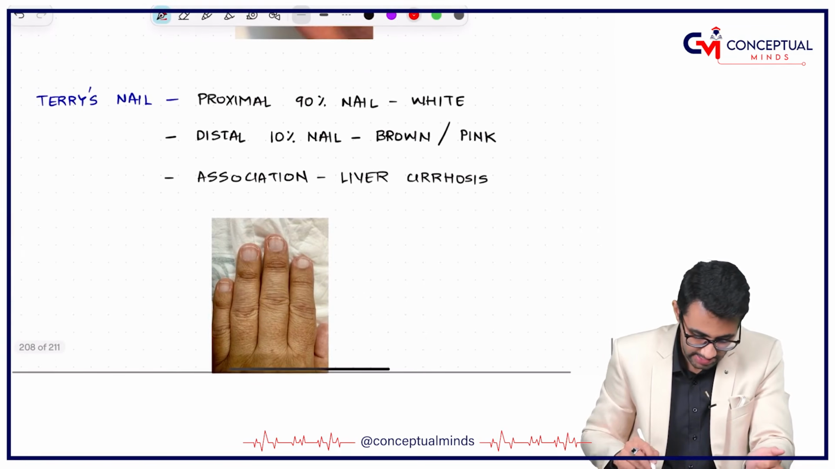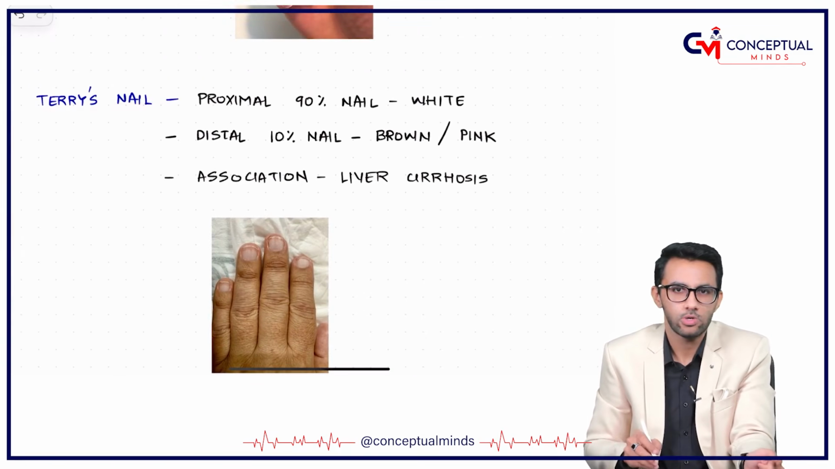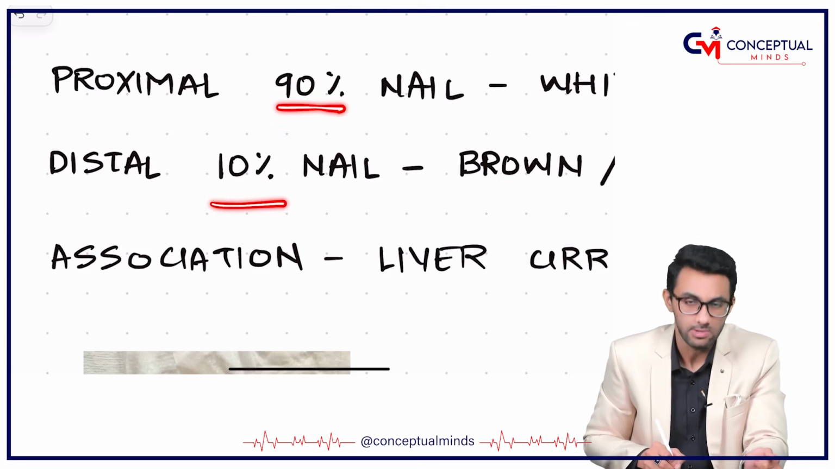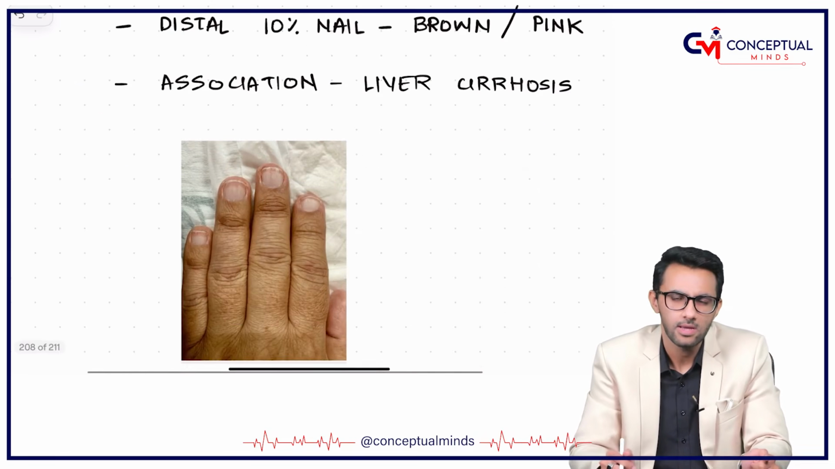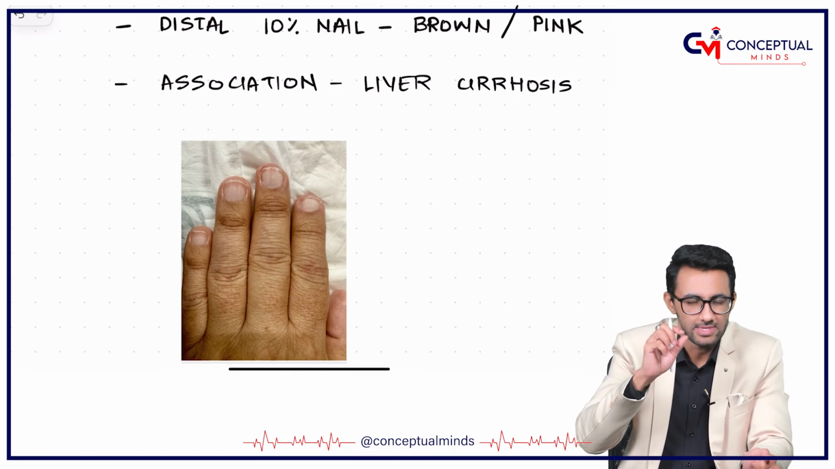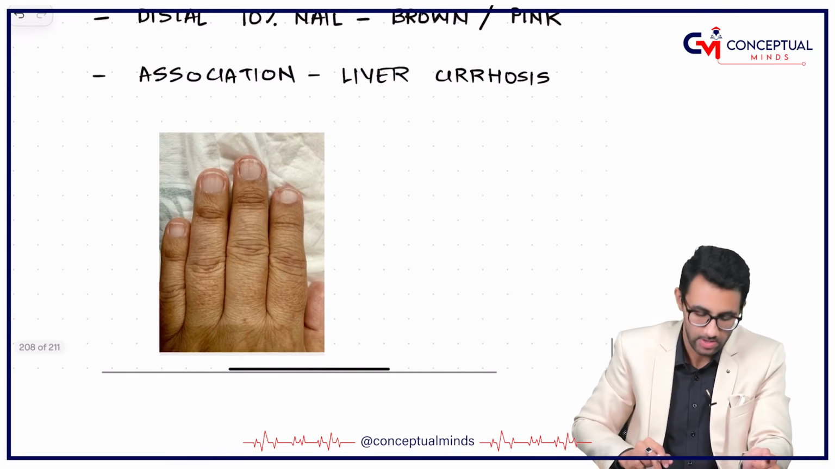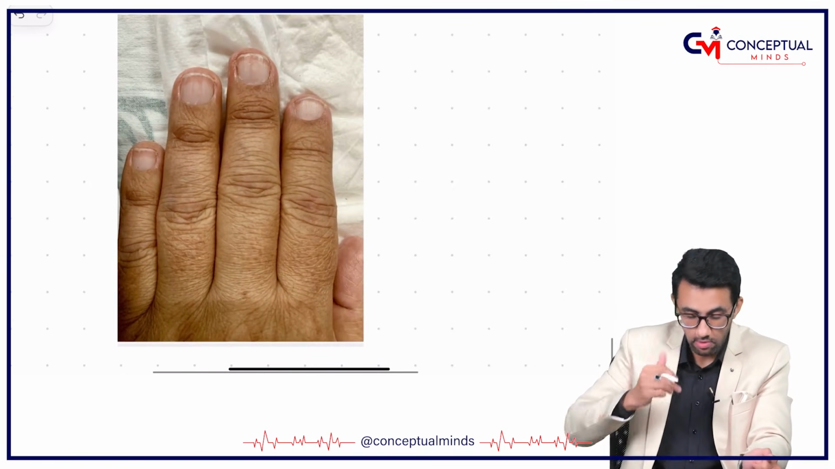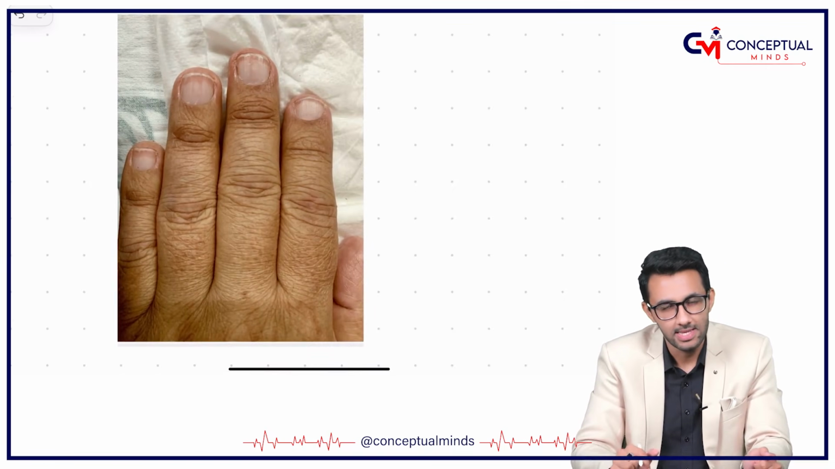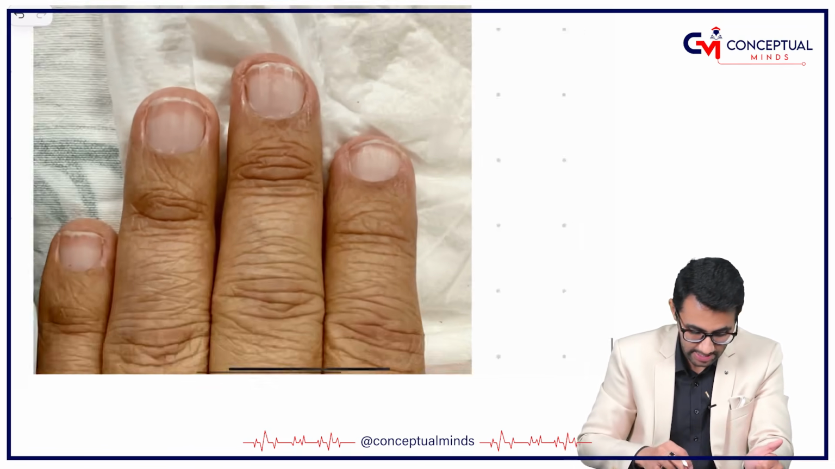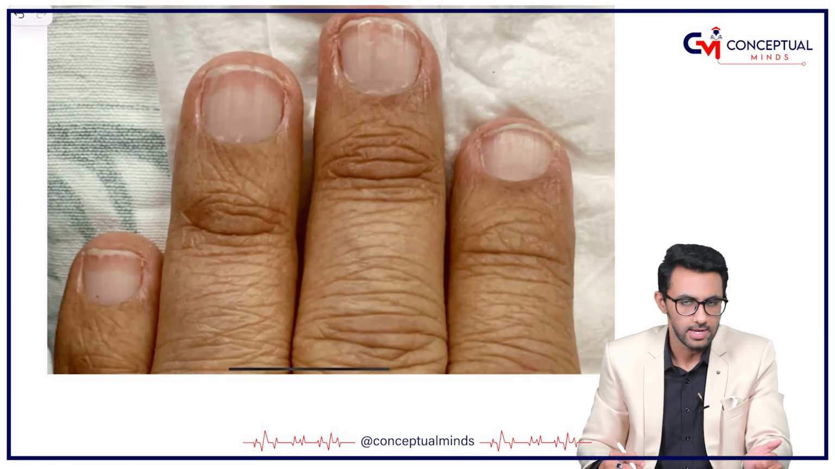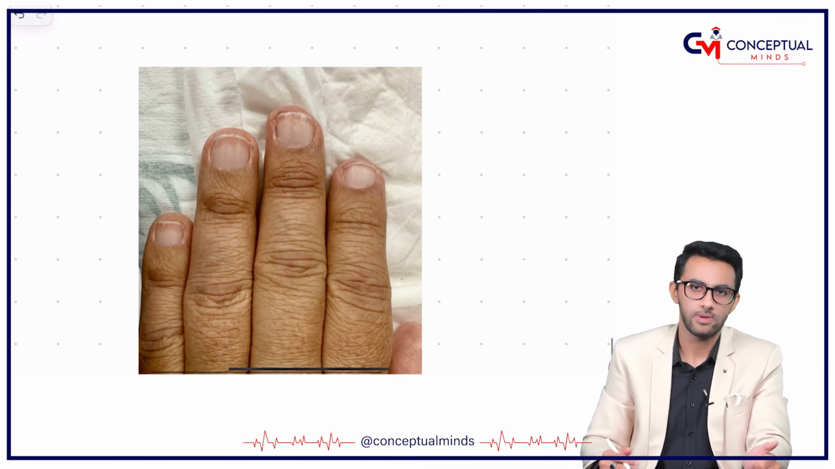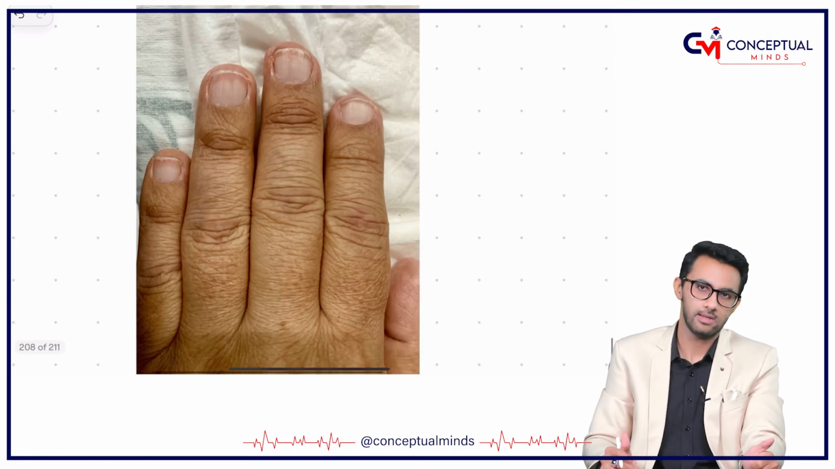How about the next one? Yes, this is the Terry's nail, right? So over here you see this is the 90% and 10%. Okay, 90-10. So the proximal 90% of the nail is white, and there's a 10% band which is brown. Okay, and this image is not taken by me, but this patient is suffering from HCC, hepatocellular carcinoma. Okay, and these are the findings. Yes, you can read about the patient on the internet as well. I don't recall the exact name of the patient, but this patient has HCC and is undergoing treatment.